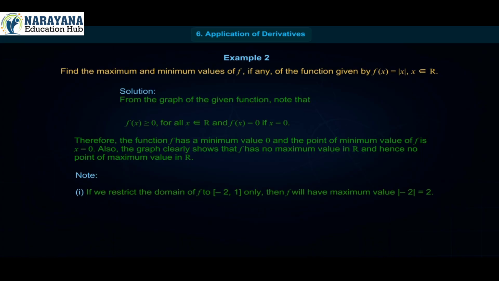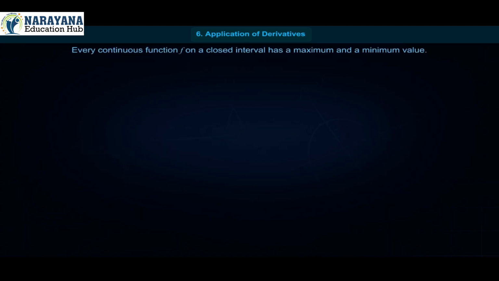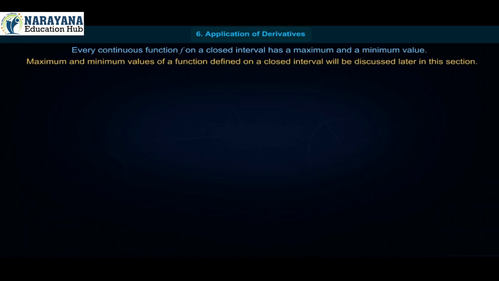Note number 1. If we restrict the domain of f to the closed interval minus 2 to 1 only, then f will have maximum value modulus of minus 2, which equals 2. Number 2. One may note that the function f in Example 2 is not differentiable at x equals 0. Every continuous function f on a closed interval has a maximum and a minimum value. Maximum and minimum values of a function defined on a closed interval will be discussed later in this section.